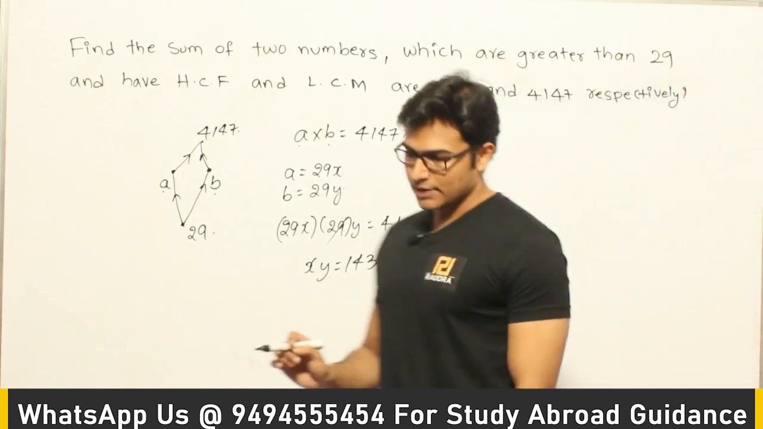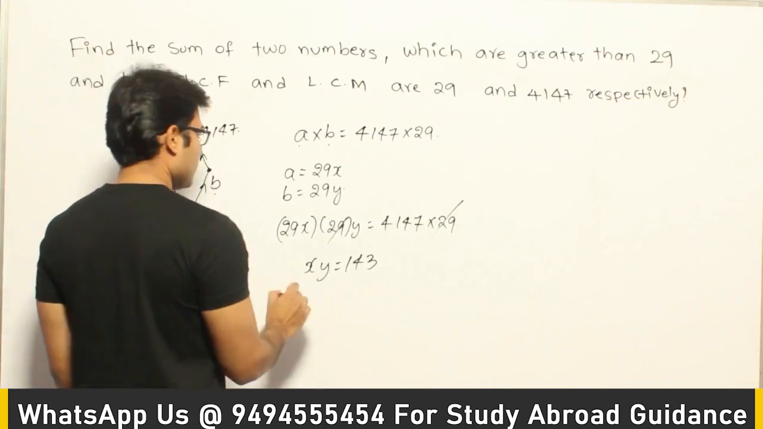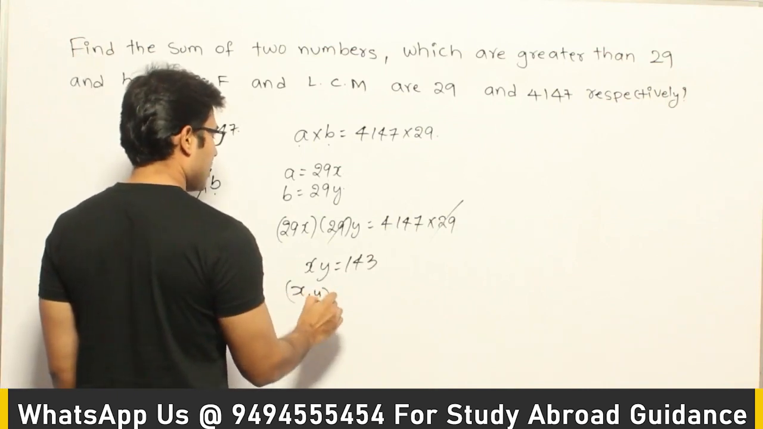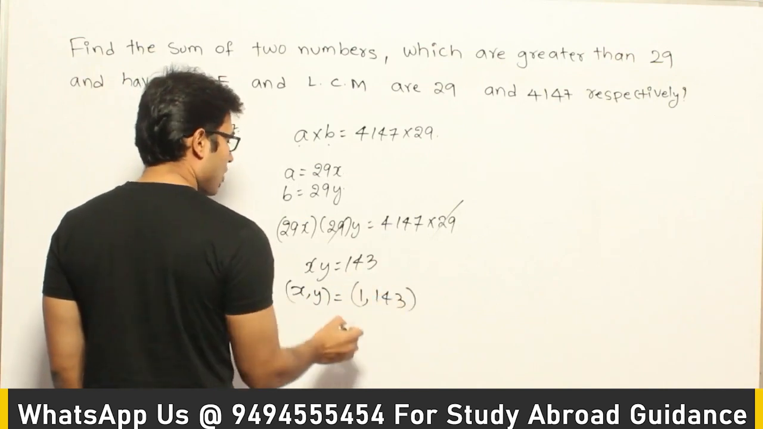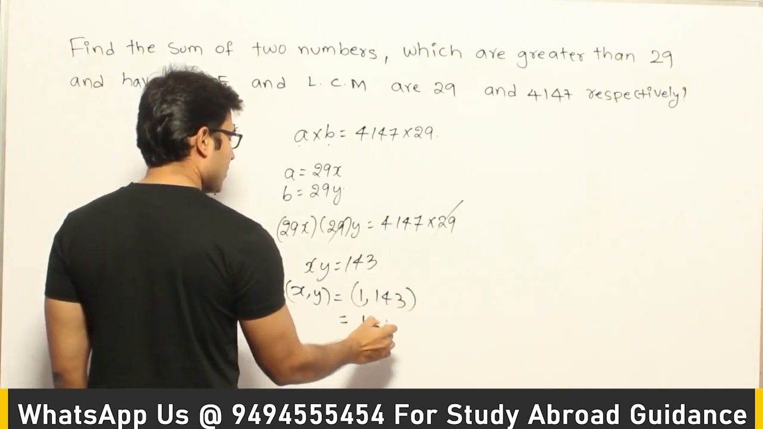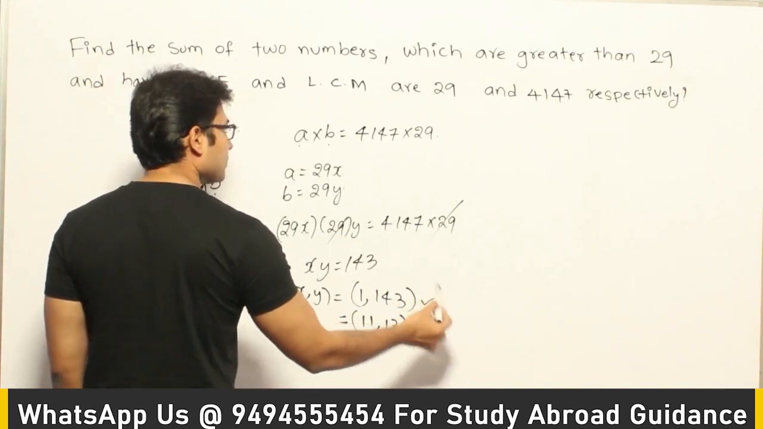Now what does it mean? Also you know that X and Y are natural numbers, right? So X comma Y can be either 1 comma 143 or it can be 11 comma 13, right? So either this one or this one.